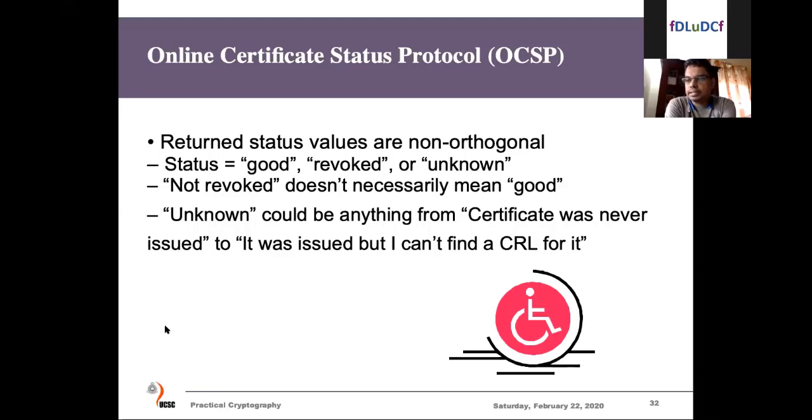Good means we can accept this as a correct public key. Revoked means we have to reject. Unknown means we don't know. It may be a new public key certificate or a new CA which the OCSP service is not aware of.